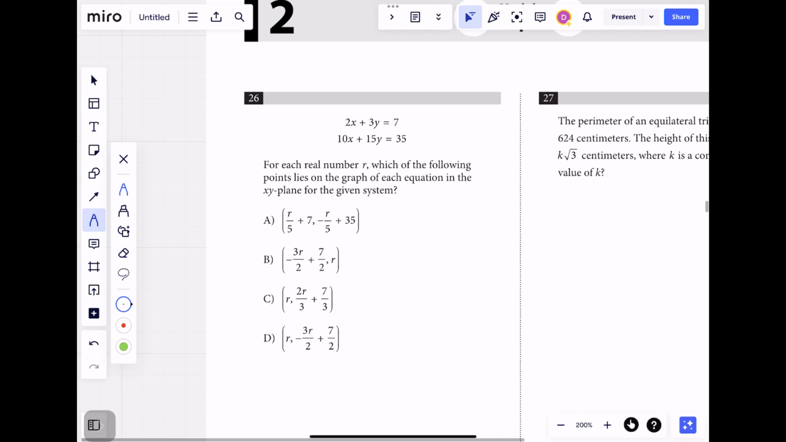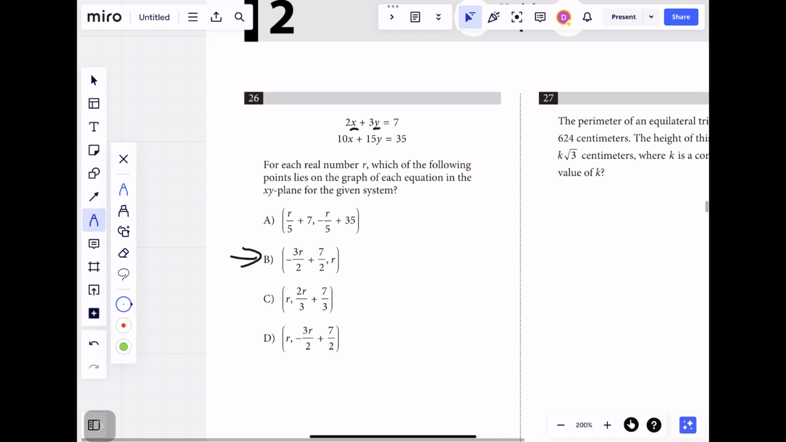And also these equations are equivalent because if you multiply 2 by 5 you get 10, 3 by 5 you get 15, and 7 by 5 you get 35. So we only need to plug into one of these equations. I'm going to go with the top one because it's simpler. So we've got to choose which one to plug into. Just for time efficiency, I'm going to go with the one I think is the correct answer choice.